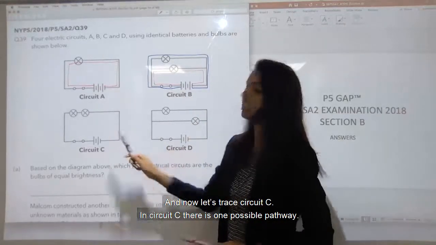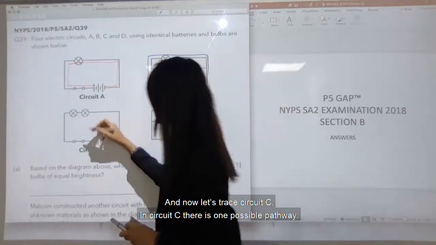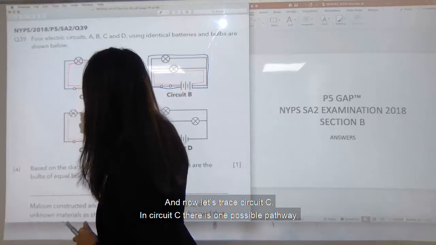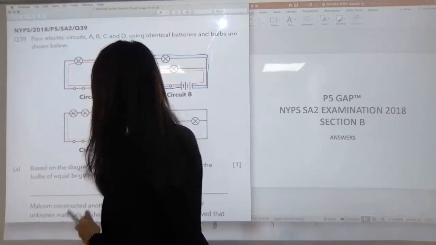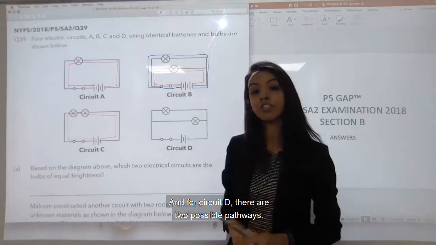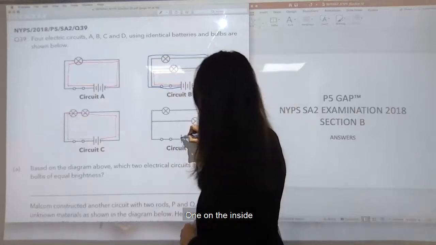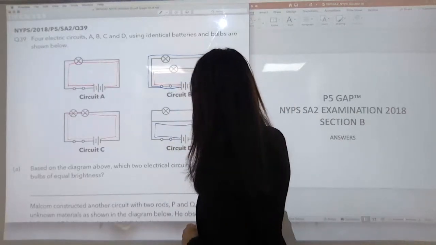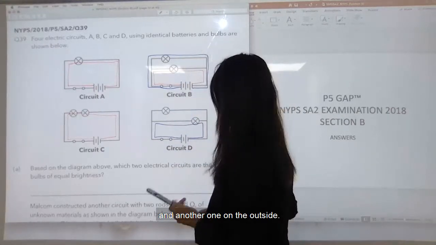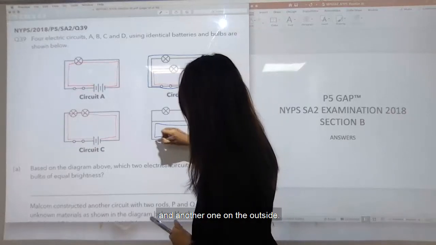And now let's trace circuit C. In circuit C, there is one possible pathway. And for circuit D, there are 2 possible pathways. One on the inside and another one on the outside.